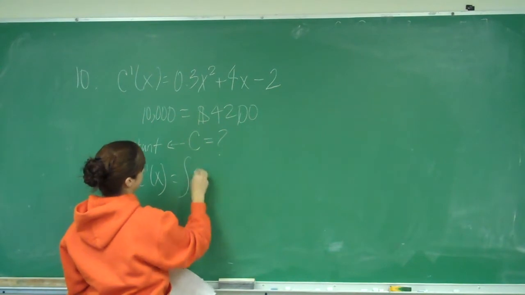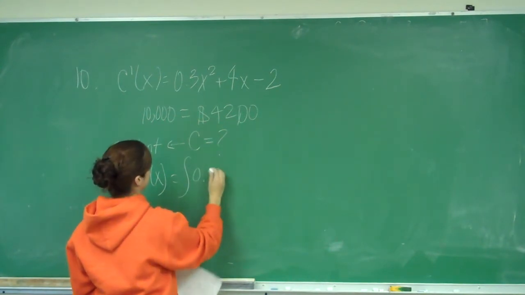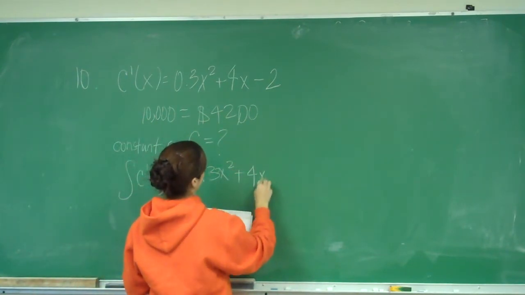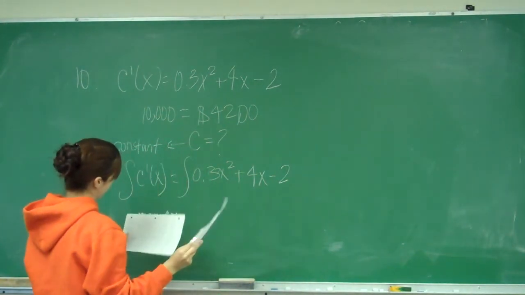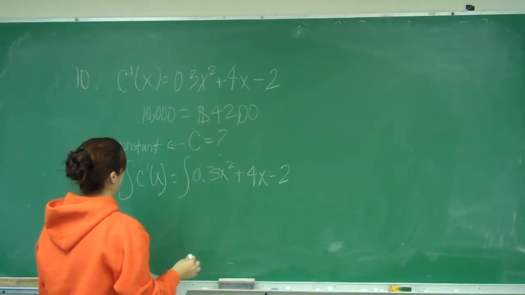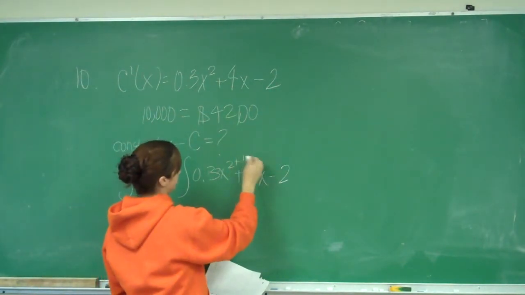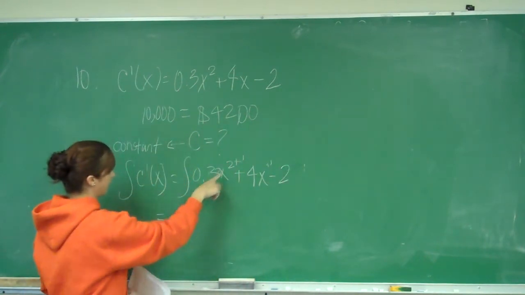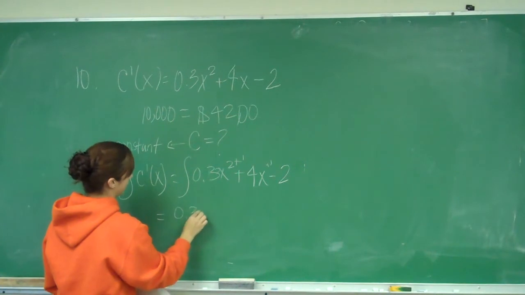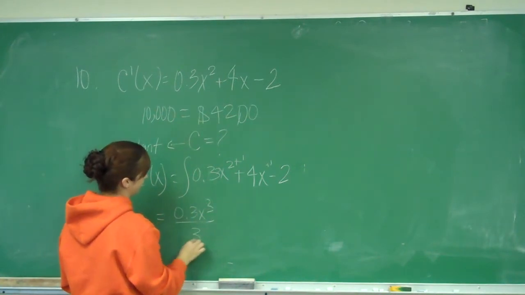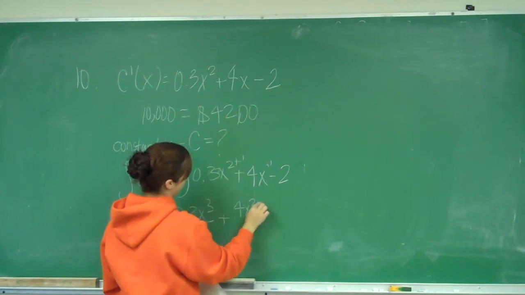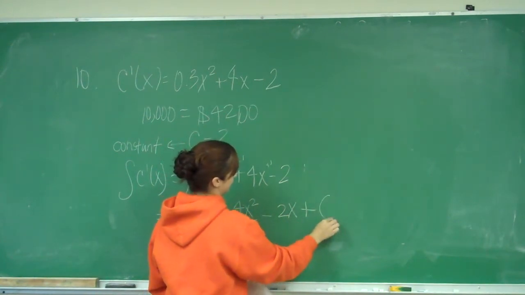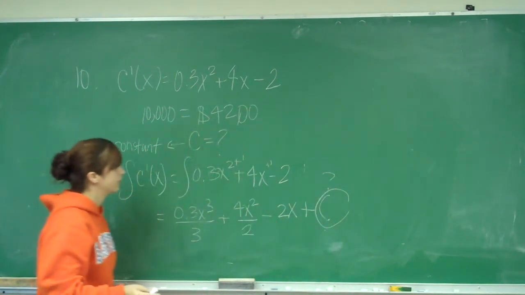So that's the integral of 0.3x squared plus 4x minus 2. And when I do that, remember I add 1 to each of my exponents and divide. Not really here. So I'm going to add 1, so I'll have 0.3x cubed over 3 plus 4x squared over 2 minus 2. I just add on x and then plus the constant, and that is what I'm solving for.